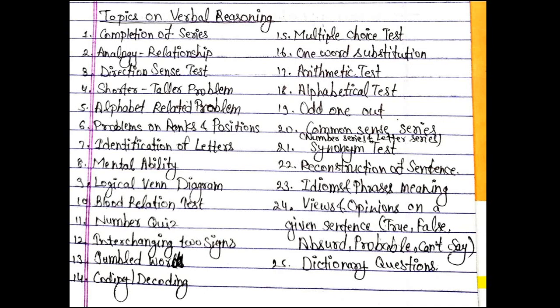a given sentence. That is, you have to give your opinion whether the given sentence is true or false, or it is absurd or probable, or you can't say, you don't have any opinion. That means you can't say anything on that given sentence. And the last, the 25th, includes dictionary questions. You can search separately on Google for all these topics to practice questions.